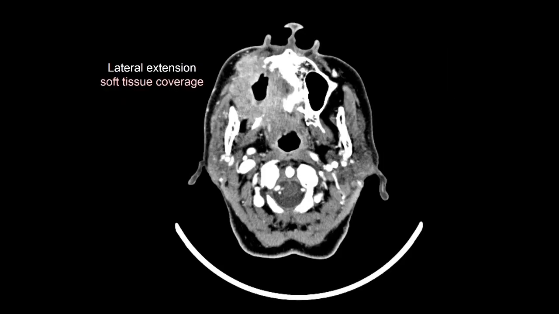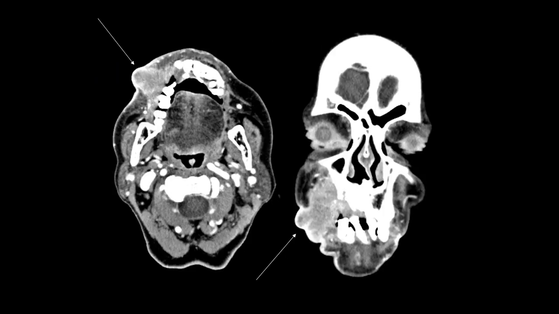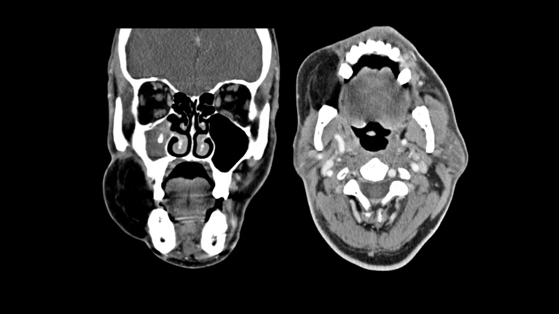Lateral soft tissue extension is also important in assessment of buccal lesions. Here we can see that there is actually a full thickness invasion of the right cheek, including the skin. This is important to note so the surgeon can plan for the appropriate degree of resection and reconstruction. In this case, they knew that they needed a flap reconstruction, as you can see here.